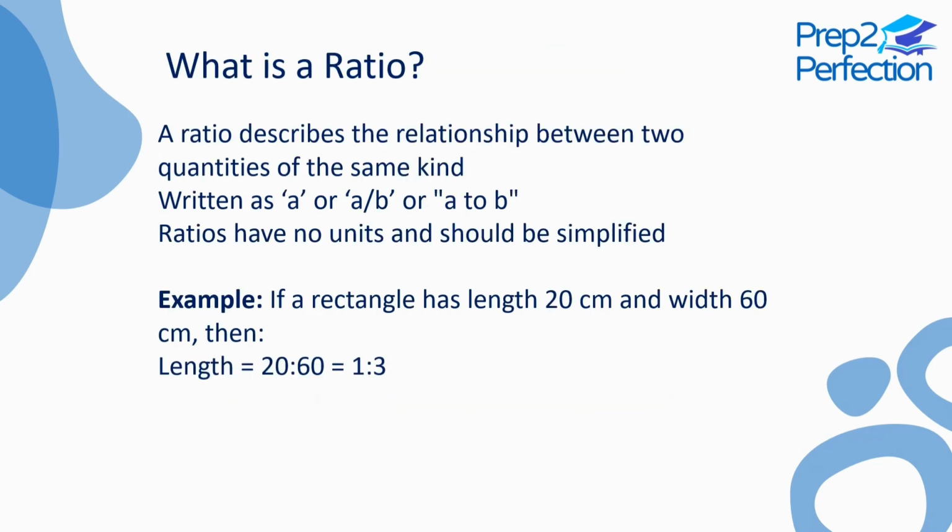To begin, we ask ourselves, what is a ratio? A ratio describes the relationship between two quantities of the same kind, written A:B, or A over B, or A to B. Ratios have no units and should be simplified. Example, if a rectangle has a length of 20 centimeters and a width of 60 centimeters, then the length to width is 20 to 60, or 1 to 3.